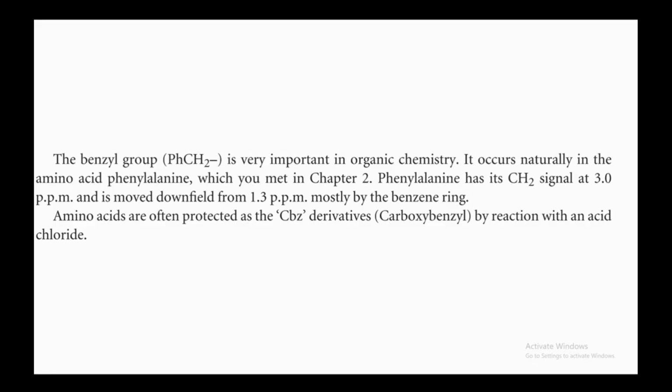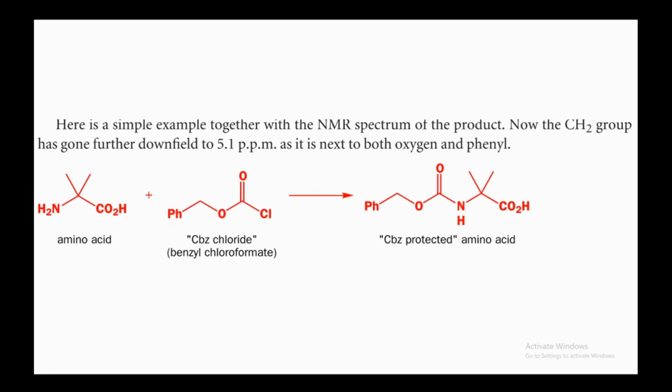Amino acids are often protected as Cbz, carboxybenzyl, by reaction with an acid chloride. So this is the amino acid which reacts with Cbz, benzyl chloroformate. Here is a simple example together with the proton NMR spectrum of the product. Now the CH2 group has gone further downfield to 5.1 ppm, as it is next to both oxygen and phenyl. So this is the CH2 group in between the oxygen and the phenyl group, and it appears at 5.1 ppm.